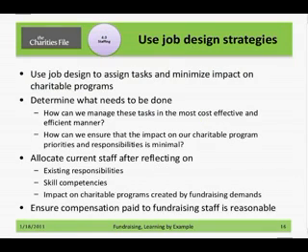So after you've looked at the planning and you're now looking at what we call the actual getting it done, the recommendation is to use job design as a way of assigning tasks. So what needs to be done in terms of this fundraising activity? And how do we manage these tasks in the most cost-effective and efficient manner? Again, with the onus being on charitable programs.